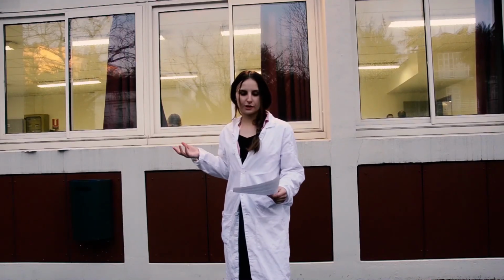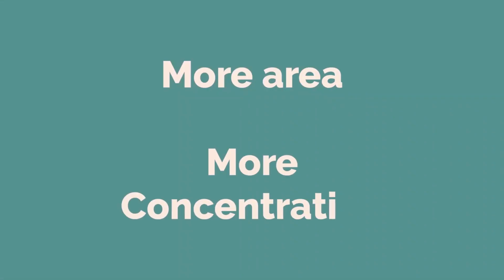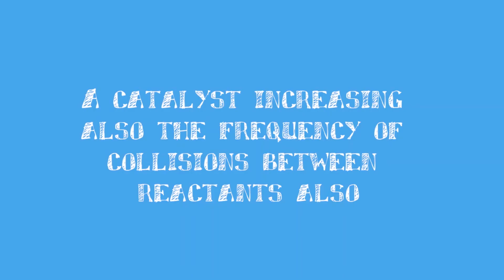To conclude, the parameters that we can change to improve their action are the surface area for the platinum wire and the concentration for ions. The greater the concentration, the more efficient the catalyst.